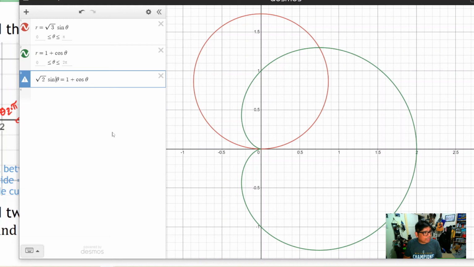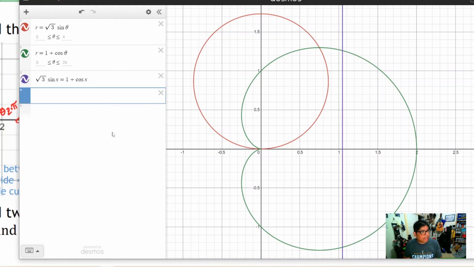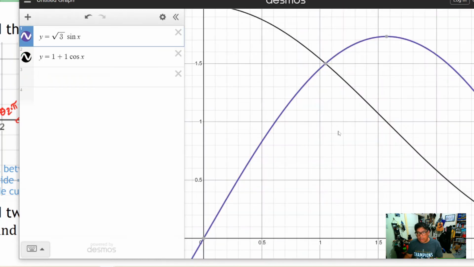I think I need to change the variable to x. Oh, I made that a 2. That should be a 3. Let's make this an x and make this an x. And that is not solving it for me. Okay, so I was kind of being a little bit foolish here.